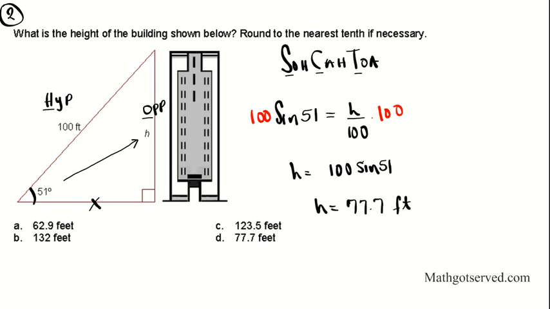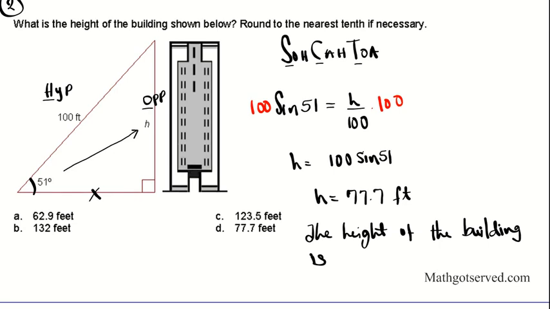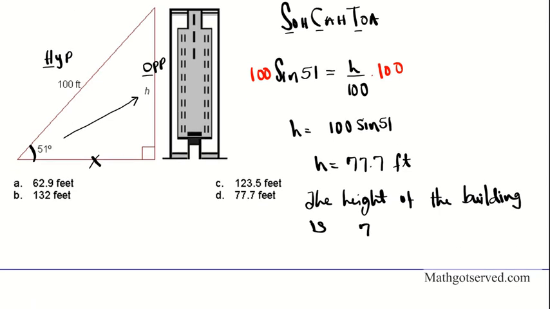feet. So what does this answer mean? This answer means that the height of the building is 77.7 feet. All right, so there you have it.